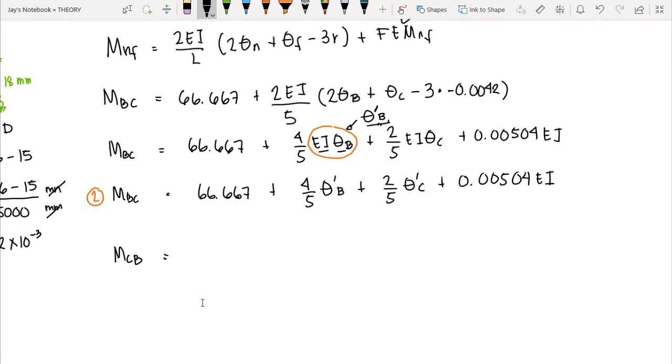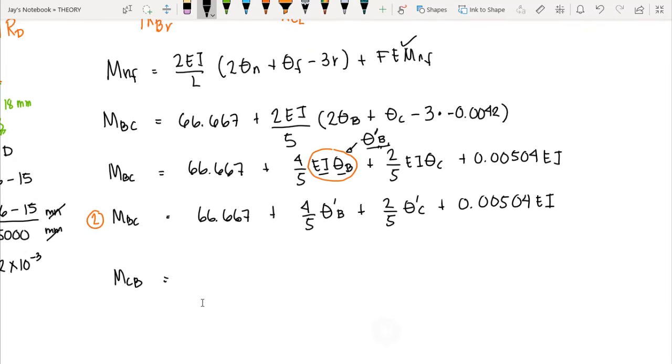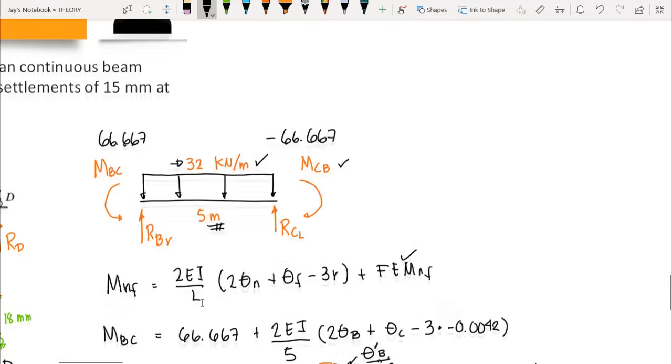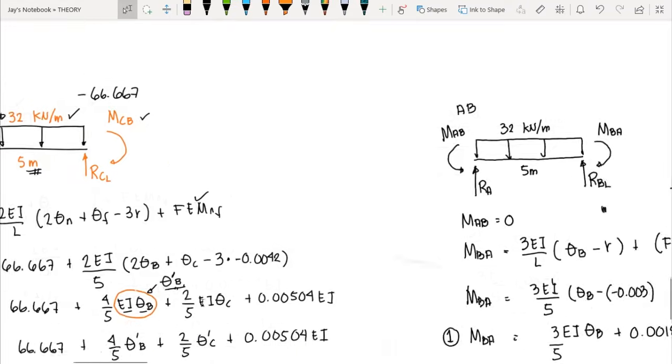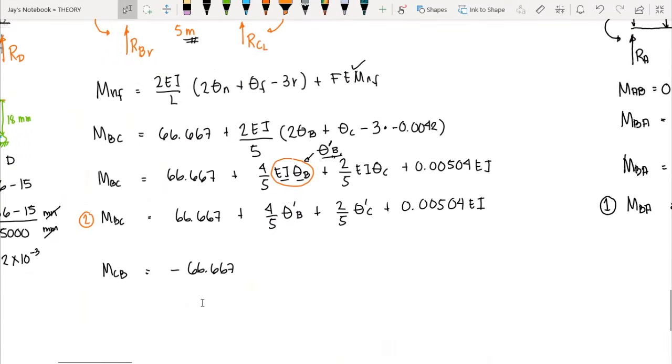MCB is equal to the fixed end moment. We have negative 66.667, correct? That is the fixed end moment on the right support, or okay, on the right end of the restrained beam, plus we have 2 over 5, again because our L here is still 5, then EI times 2 theta C plus theta B minus 3R.